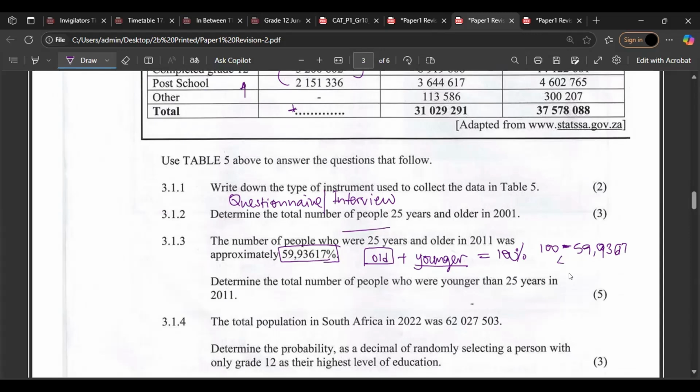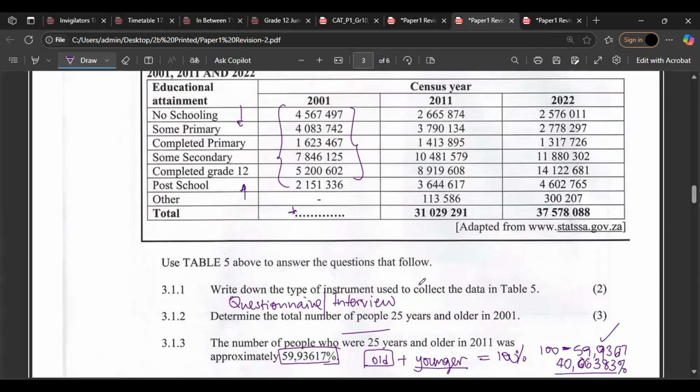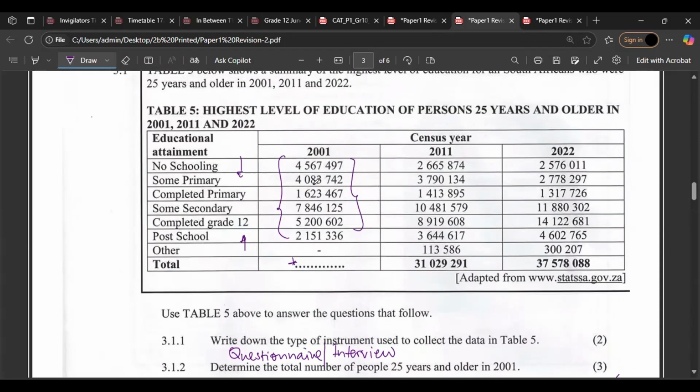You have 40.06383. This is a percentage also. So you've taken off that. So what are you going to say? Oh, remember, we are looking at the 25 years and older. They gave you this much. What about those ones who were younger?